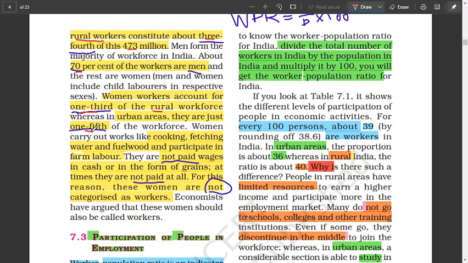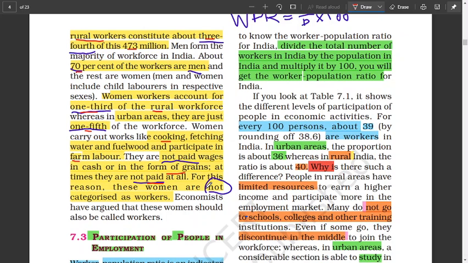So more women in rural areas are workers than in urban areas. But we all know that women do many kinds of work at home: cooking, fetching water, fuel work, in the farm. They work for free. They are not paid wages. That's the problem. Or in the form of grains. At times they are not paid at all.